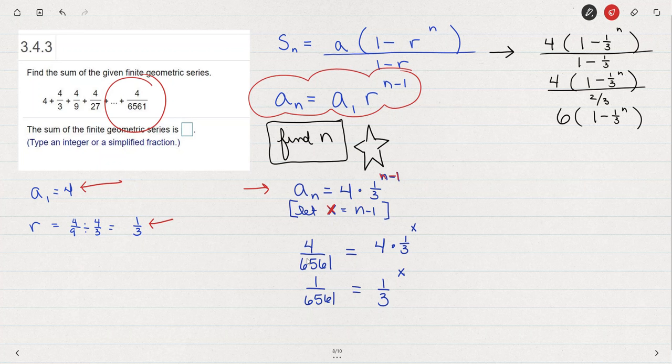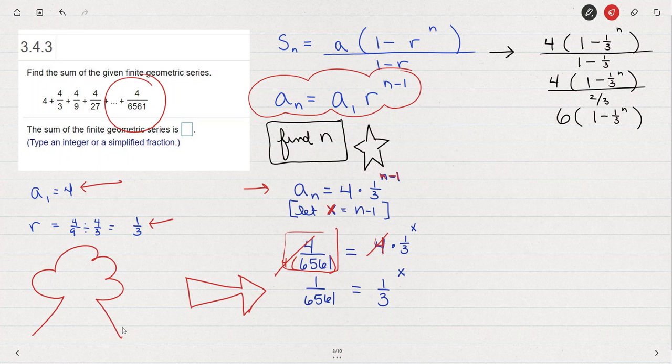So if I let a sub n equal 4 over 6561, and I set that equal to 4 times 1/3 to the x, I could divide both sides by 4, and that 4 over 4 divides out, so I have 1 over 6561 equals 1/3 to the x. Now, I don't know if this stands out to you or not, but here's the mnemonic that I've used in precalculus to help students remember how to solve this. Here's the mnemonic. How do you get an x out of the tree?